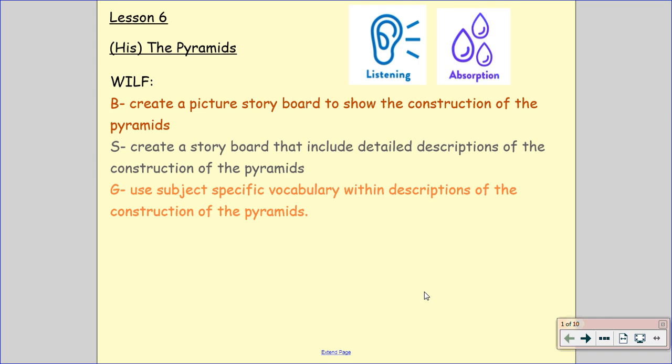Obviously, it would have been so much more enjoyable if we'd been in school doing this with our ancient Egyptian day and things like that, but we're making the best of it. So, we're on to lesson 6, believe it or not, and today we're looking at the pyramids. So if you want to go ahead and write your title in now.